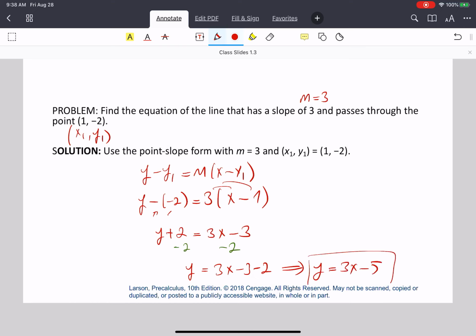Now this looks like the slope-intercept format, which is y equals mx plus b. So this is the equation of my line. Generally we recommend cleaning up, combining like terms, and then making it look like y equals mx plus b. But again, it depends on the situation that we're asked.